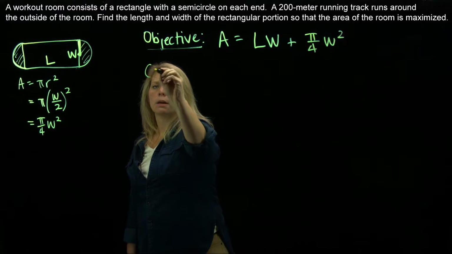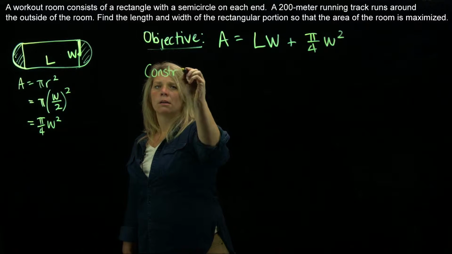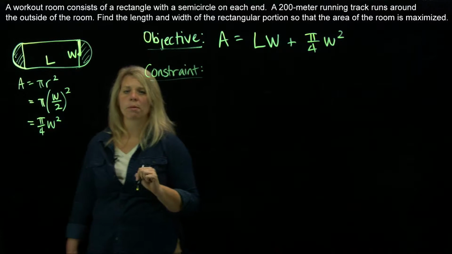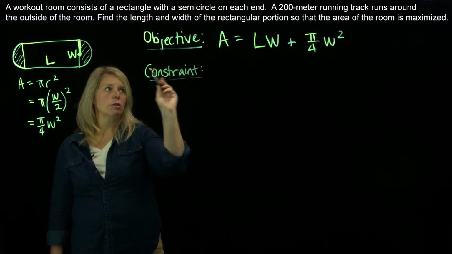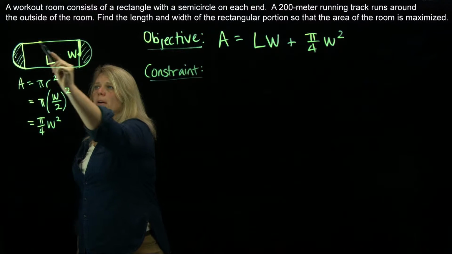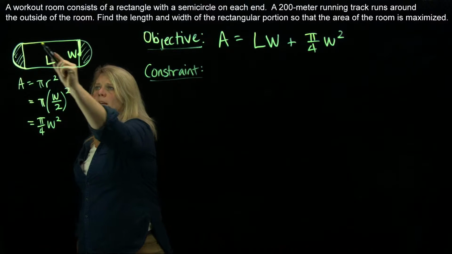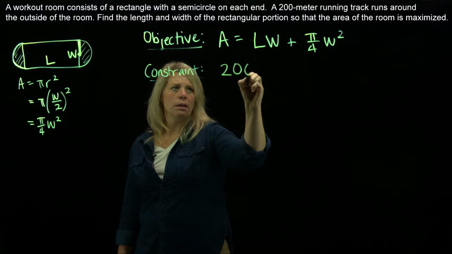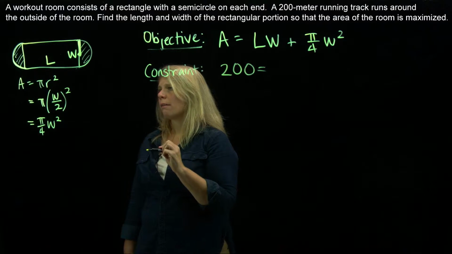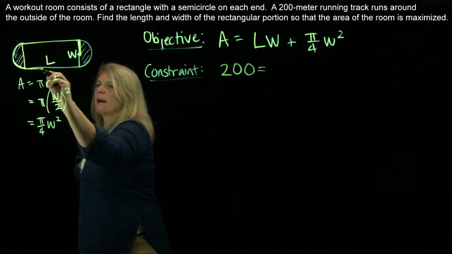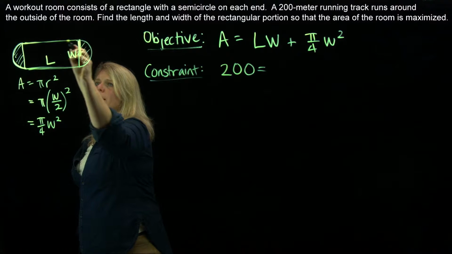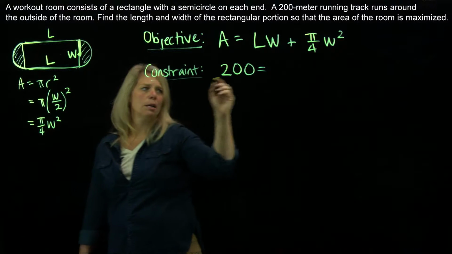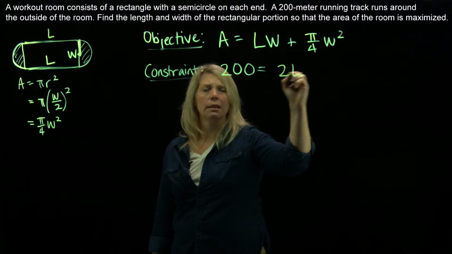We then want to think about the constraint. That's the restriction in the optimization problem. So for this one, the constraint, the restriction is that we have a 200-meter track around the outside. So that needs to be 200, that distance, all the way around the outside. Okay, so around the outside, I have two sides here of length L, a side down here of length L, and then a side at the top of length L. So two sides of length L.